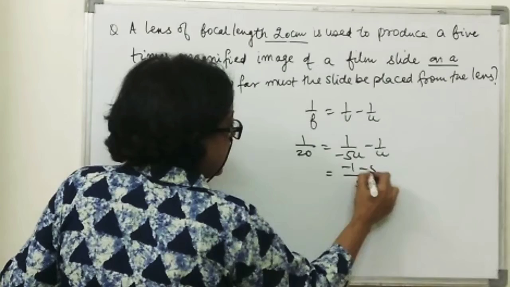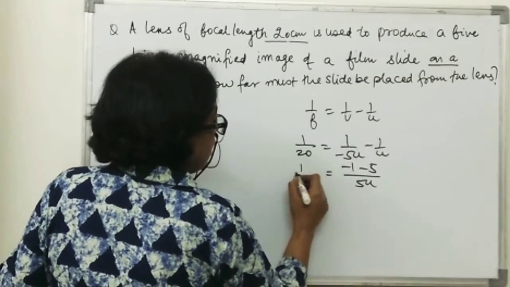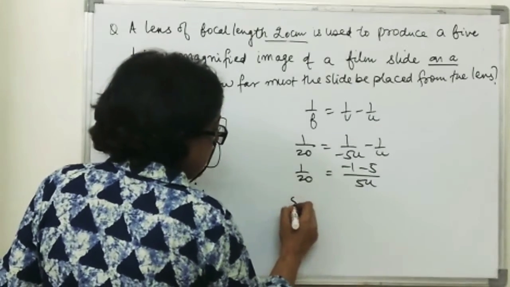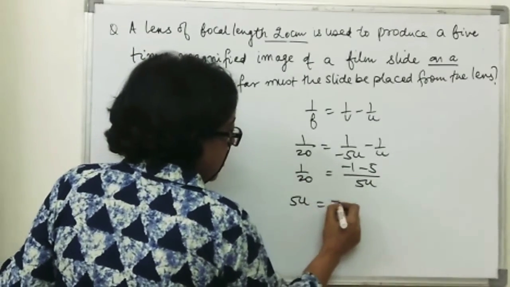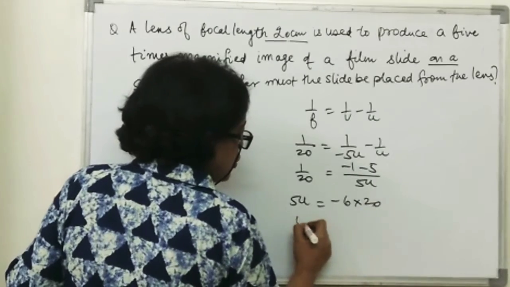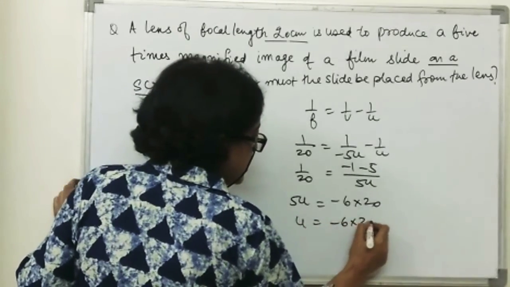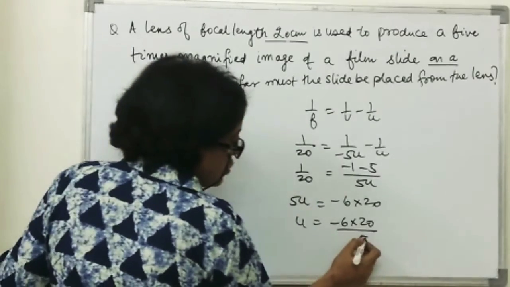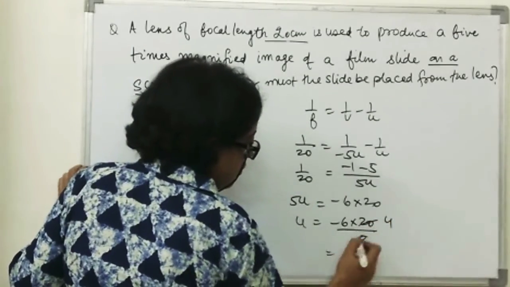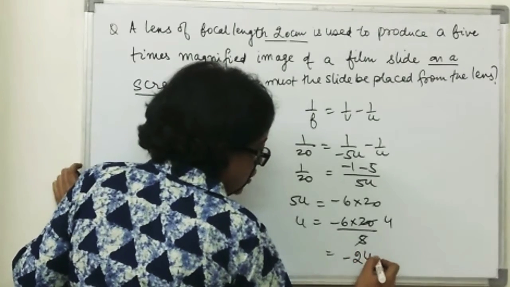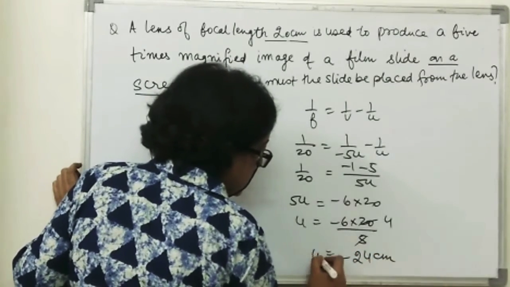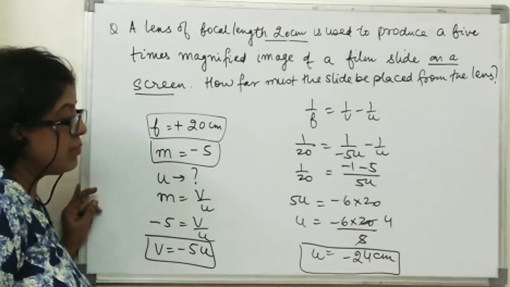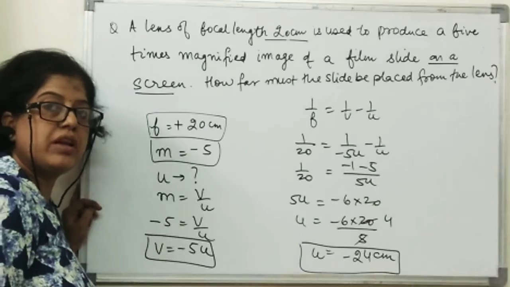So 1 by minus 5u minus 1 by u is 1 by 20, which is minus 6 by 5u equal to 1 by 20. We cross multiply: 5u this side, minus 6 into 20 that side. So u will be minus 6 into 20 by 5. Fine, these are all simple mathematical steps. 5 fours are 20, so 6 fours are 24. Minus 24 centimeters is our u. So the slide must be placed 24 centimeters to the left of the lens.